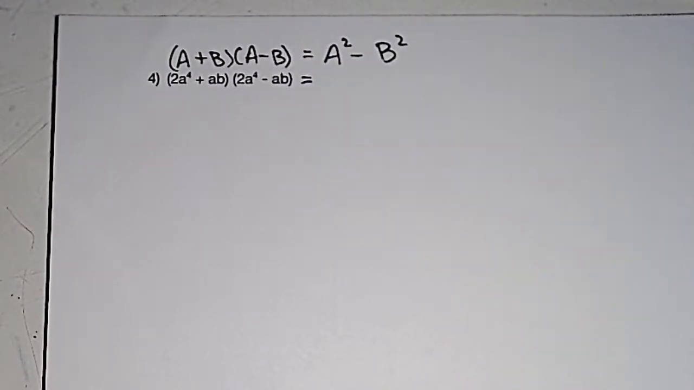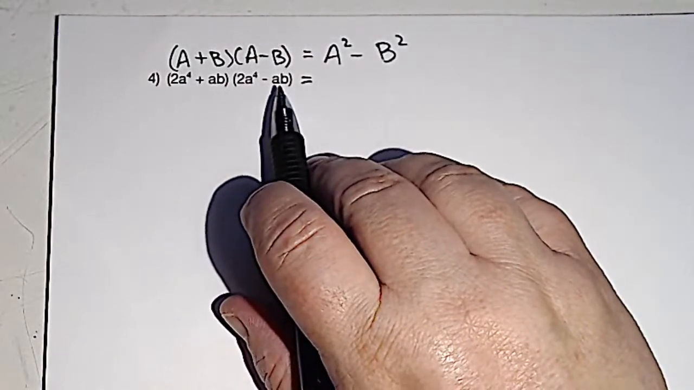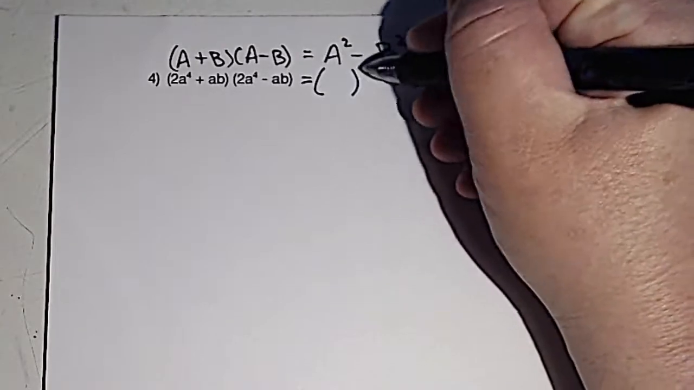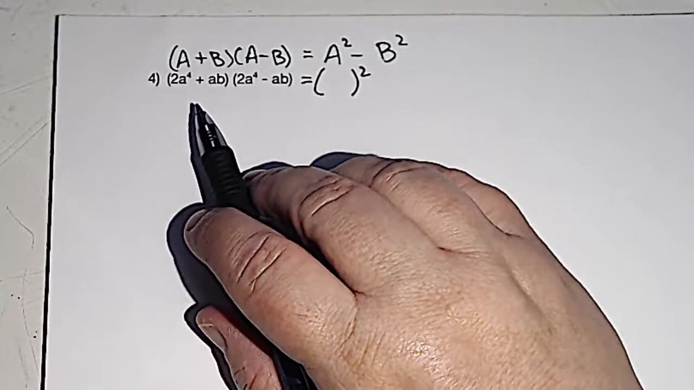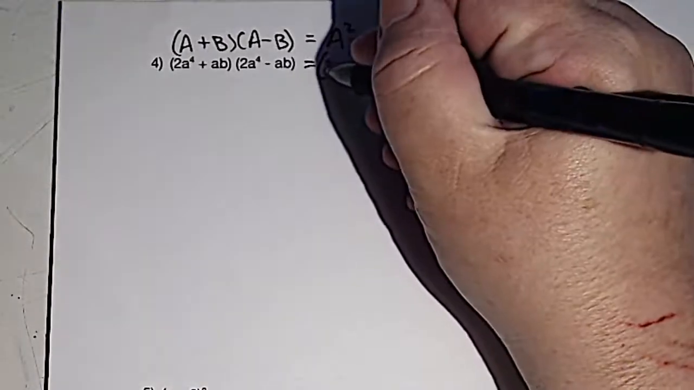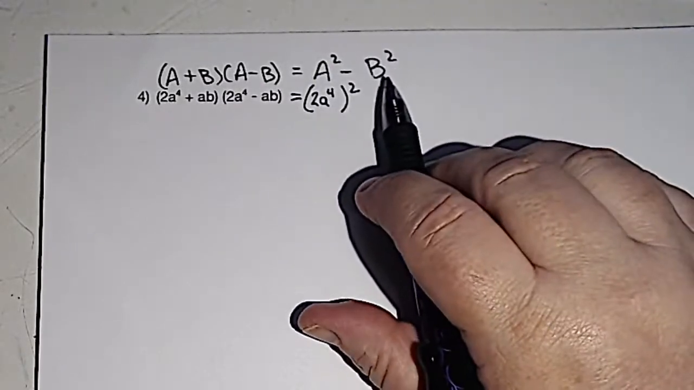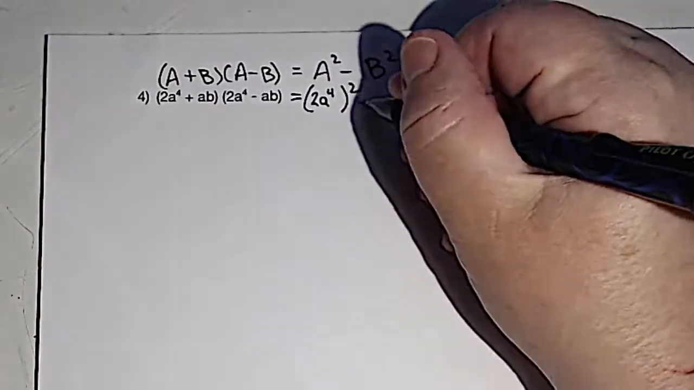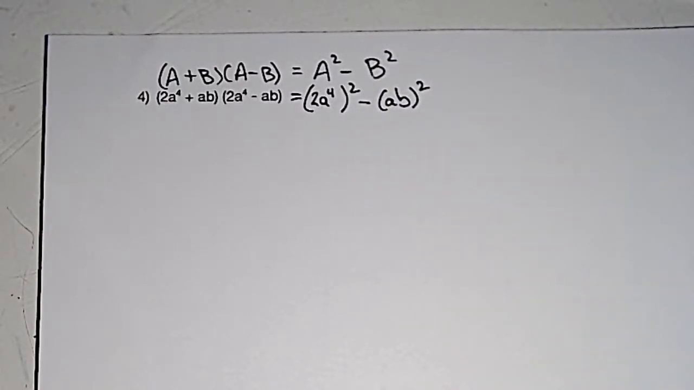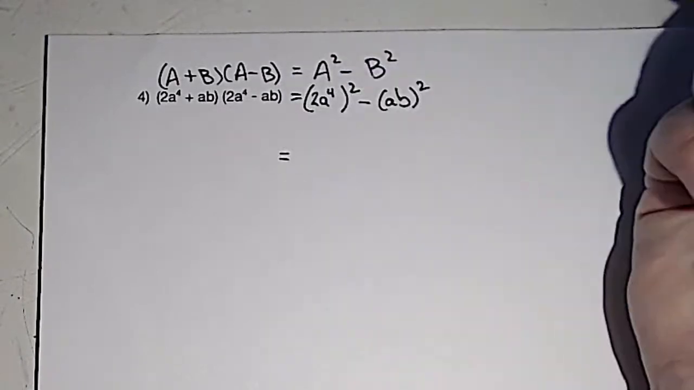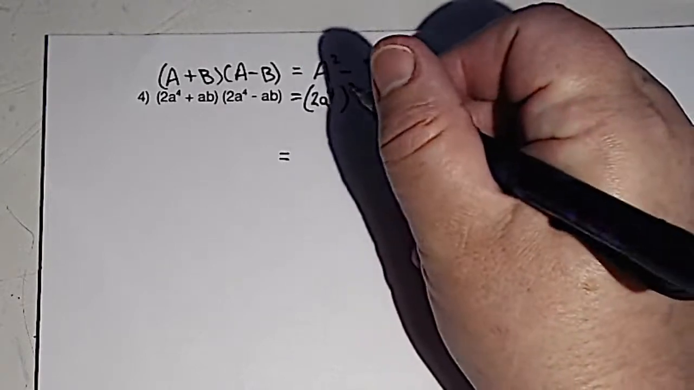Now, this one is more complicated because these are really more complicated terms. So for my a, my capital A squared, I've got 2a to the 4th. And for my b, my capital B, I've got ab squared. This is not complicated. But you do need to remember to Oprah everything. So let's give out the squared.